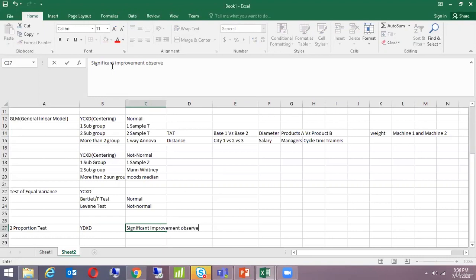This is a test, and then there is a test which we'll be doing in Six Sigma. So we haven't done the run chart. The data has to be normal distribution.